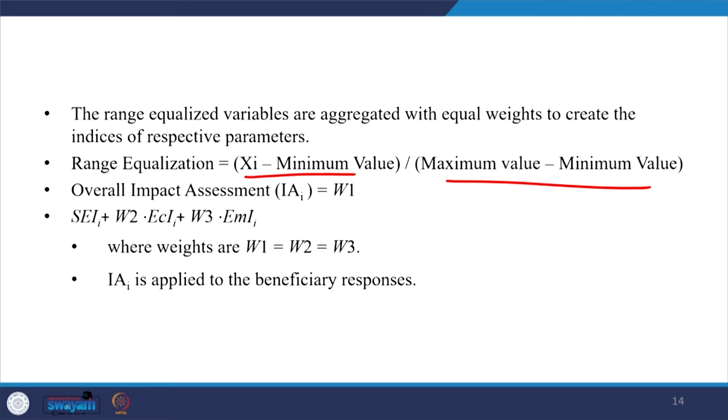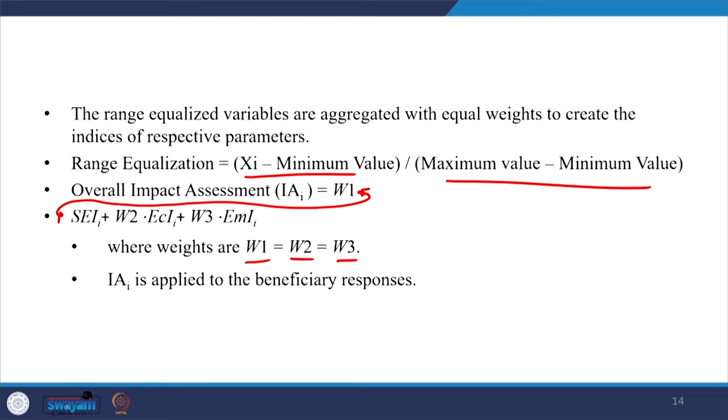The overall impact assessment index is W1 times the SCI index, plus its weight multiplied here; you can read this in continuation along with this. So, W1 is the weight of the first indicator, W2 is the weight of the second indicator, and W3 is the weight of the third indicator. Again, these weights are all equal; equal weights have been considered.